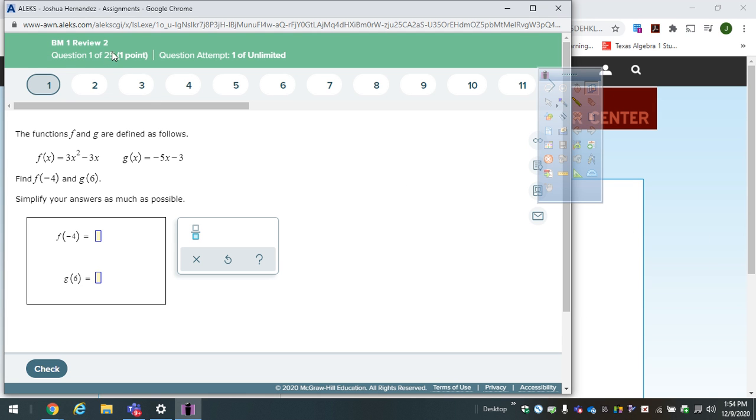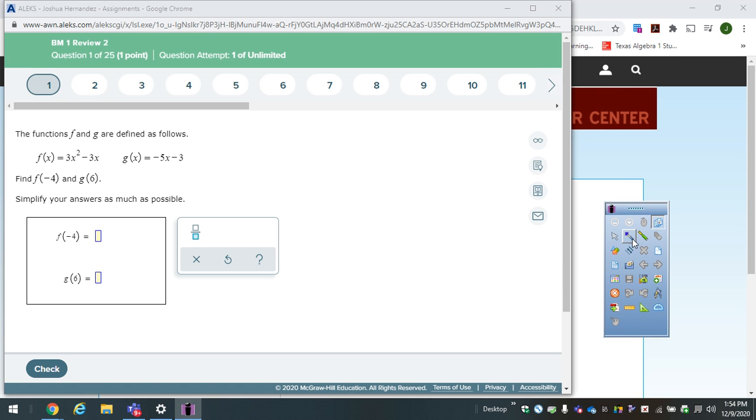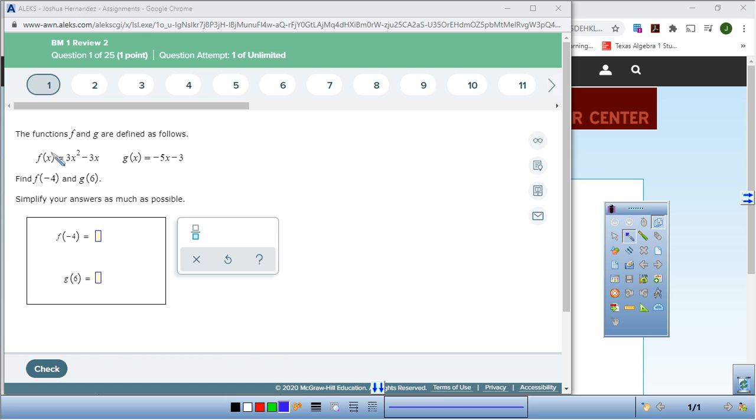Benchmark 1, review 2. So this stuff is pretty easy, guys. You haven't seen this since the first couple of weeks of school. So this right here, that's function notation. We're going to go f of x is equal to 3x squared minus 3x. g of x is equal to negative 5x minus 3. When you see this one right here, it's referring to this one. When you see this one, it's referring to that one.